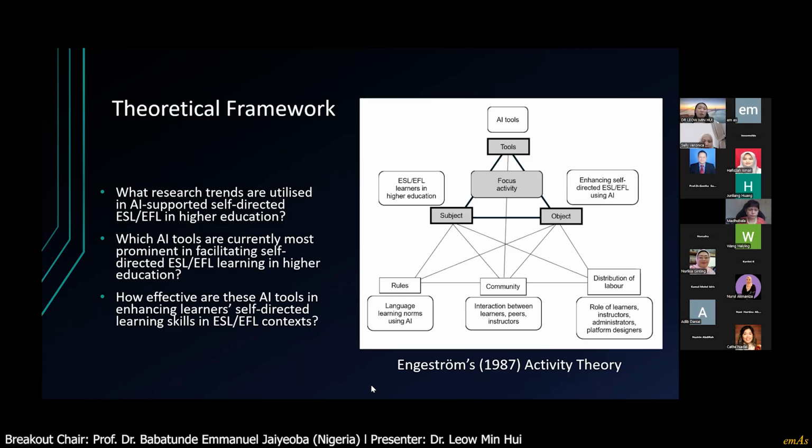First, what research trends are utilized in AI-supported self-directed ESL, EFL learning? Which AI tools are currently most prominent? And how effective are these AI tools?